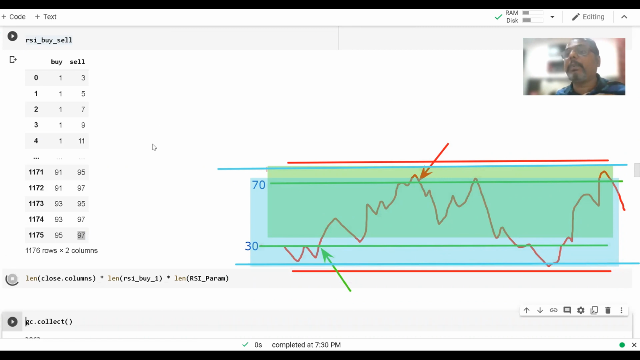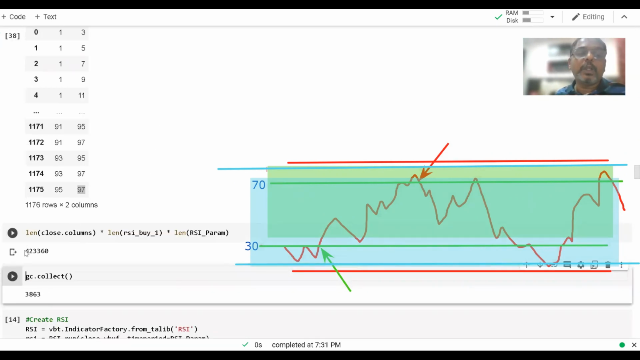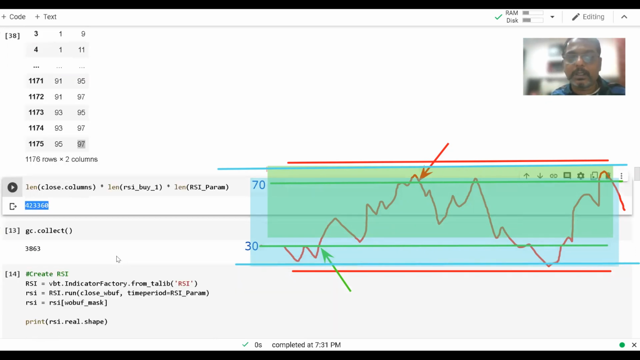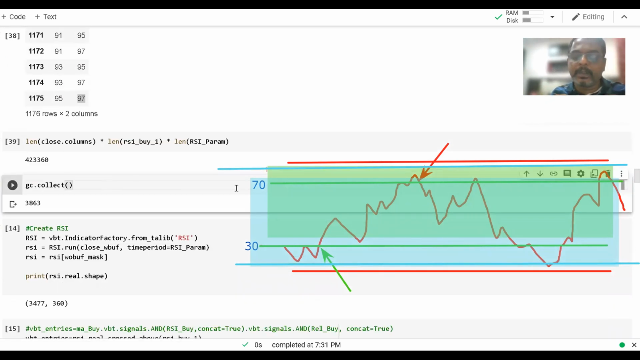So if I multiply all of them, we are going to be testing for 423,000 different conditions. Now, is that a good enough sample size? Of course, we are testing it over a period of 13 years for 423,000 different combinations. So I am fairly sure that this should give us good data.